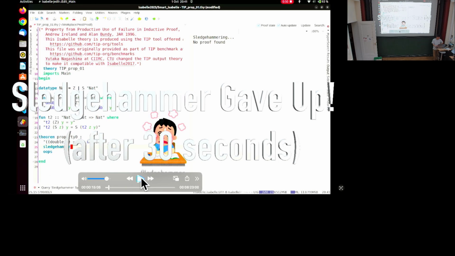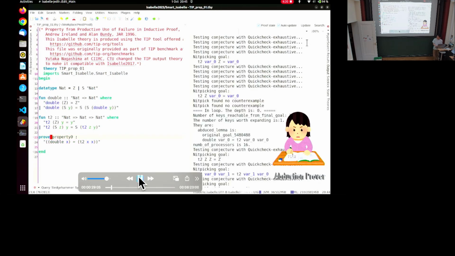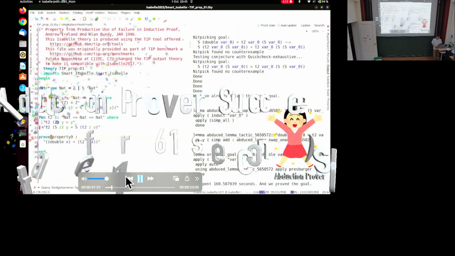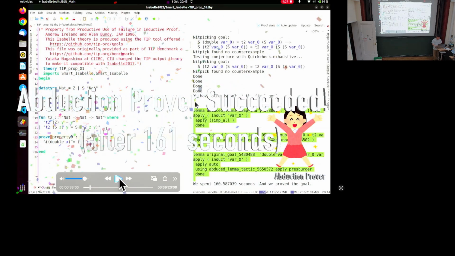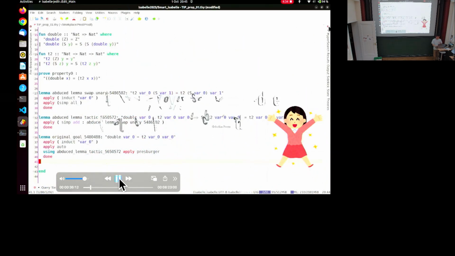But sledgehammer gave up after 30 seconds. This is a fast forwarded video, so it takes much longer in real time. Sledgehammer gave up because it's an inherently higher order problem. So I installed my tool using this import statement here and applied my tool, abduction prover for hammer tool. It took more than 160 seconds and it found this proof script, which we can copy and paste.